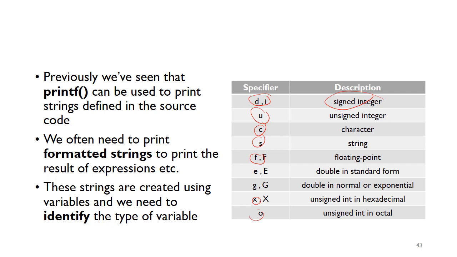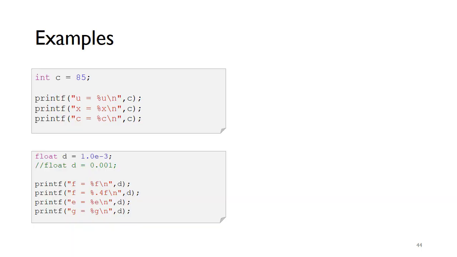There's no binary. I still don't quite fully understand why, but we can't output binary numbers, which is quite strange when we're doing embedded systems. Often dealing with binary numbers, but there's no native way of printing out binary numbers. You can also print in standard or exponential form as well. So we'll look at some examples now.